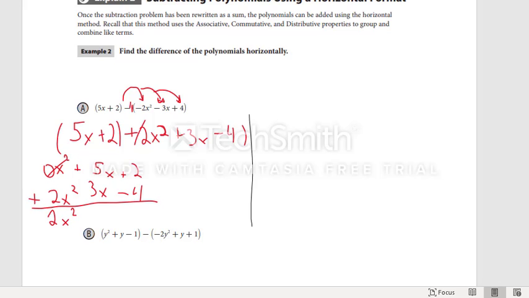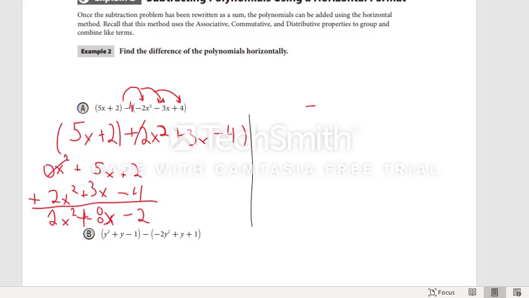Remember, when you're adding with exponents, your exponents shouldn't ever change here. So 5x plus 3x makes 8x. And our last one, 2 plus -4 makes -2. All right, so we should get 2x squared plus 8x minus 2.